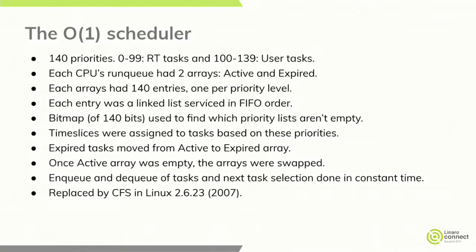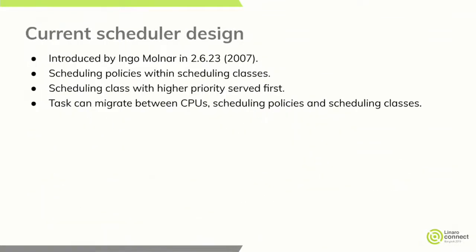So this is the story which was there until 2007. In 2007, this was replaced by CFS and a few more scheduling classes. It is completely changed. We don't have the O(1) scheduler right now in the kernel at all. The current design was introduced in 2.6.23 by Ingo Molnar. So the basic idea now is that we have scheduling classes. I'll go through the details of these.